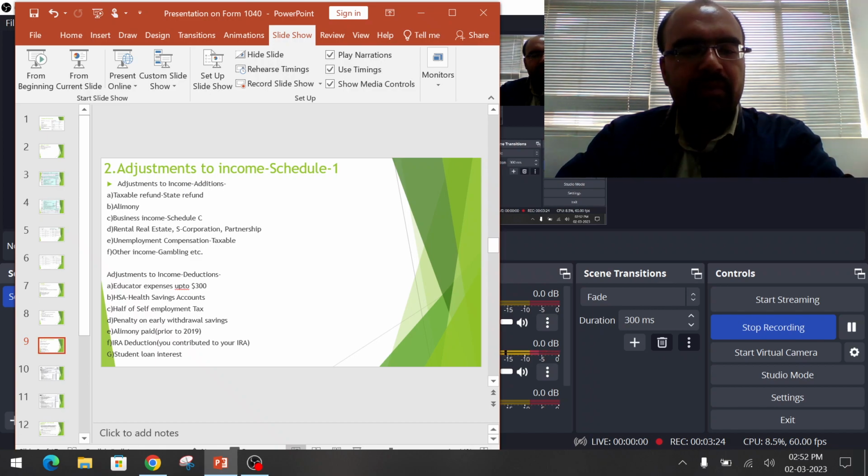Adjustments to income, Schedule 1. Adjustments to income additions: taxable refund, state refund. It can be alimony, business income, Schedule C, rental real estate, S corporation, partnership income. Unemployment compensation is taxable. Other income is gambling. In adjustments to income for deductions, it can be educator expenses up to $300, health savings account HSA, half of self-employment tax, penalty on early withdrawal of savings, alimony paid prior to 2019, IRA deduction for what you contributed to your IRA, and student loan interest.